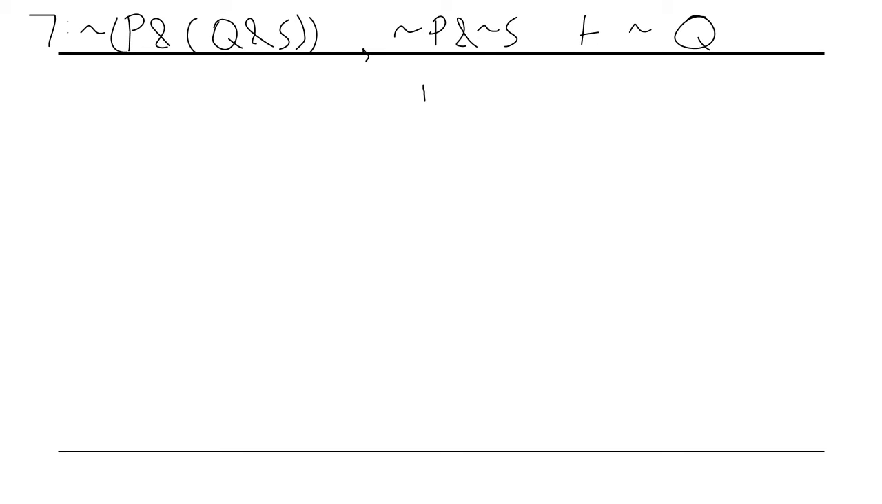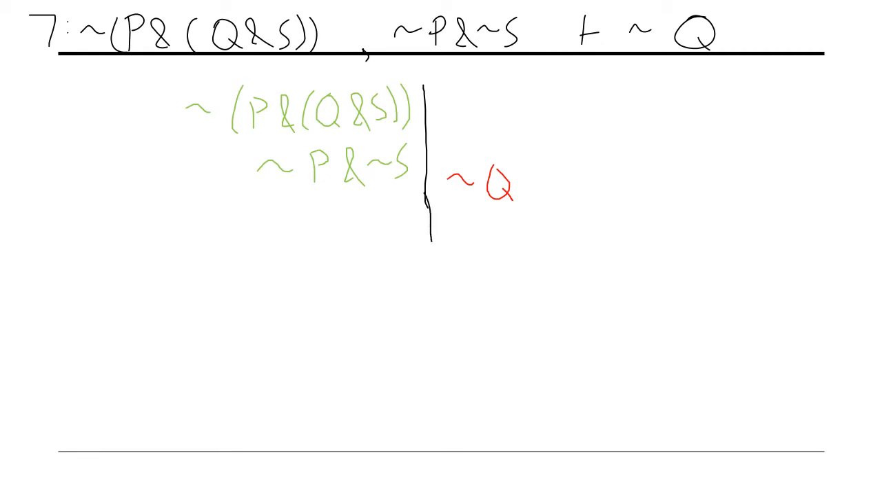Now on to 7. Got not P and Q S, and not P and not S. So not Q. So start with the first premise. The main operator there is a tilde because it's operating on all of this. So we'll flip it across the way. P and Q and S, like that.